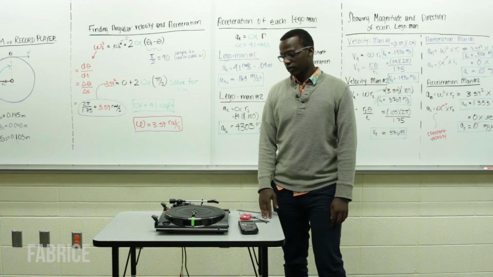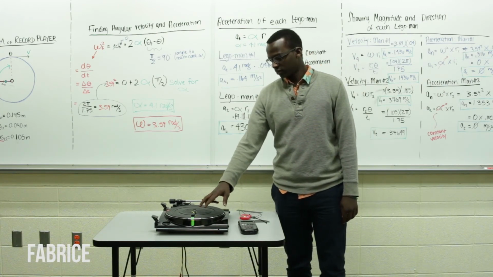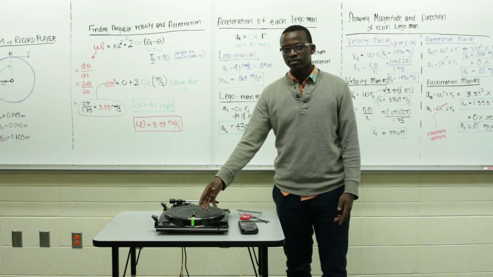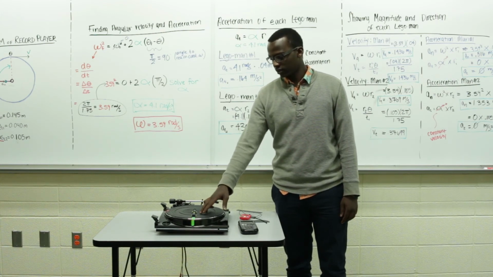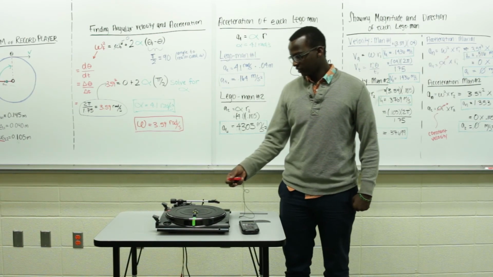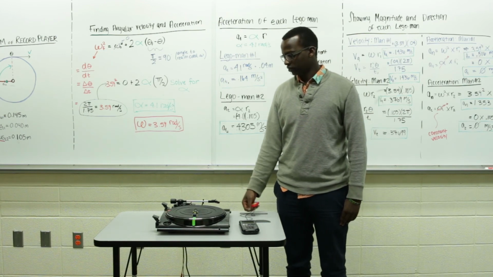Hi, I'm Fabrice. As you have seen, the angular velocity will remain the same, but tangential velocity is going to increase due to the radius. As the radius increases, the tangential velocity will also increase. So since we used the stopwatch and the tape, we were able to create some human errors in our experiment.